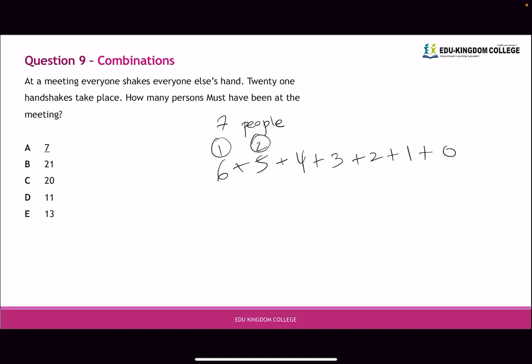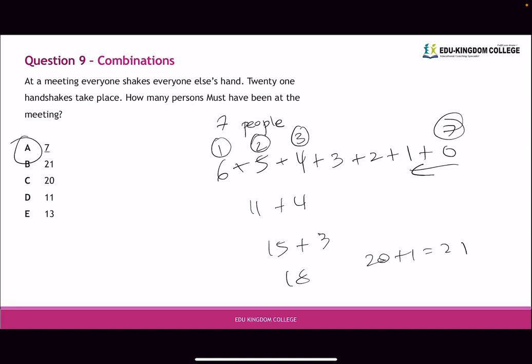So person 1, 2, 3, dot dot dot, this is person 7. Now what does that add up to? 6 plus 5 is 11, plus 4 is 15, plus 3 is 18, plus 2 is 20, plus 1 equals 21. And that's what we're looking for. So it's 7 people. That one was a bit more of a trial and error, but now that you know how it works, you can work backwards to do it. I just needed to explain it from the start with an example, just so you knew why that happened. So now you can work backwards to see how many people are in the room for 21 handshakes to occur.